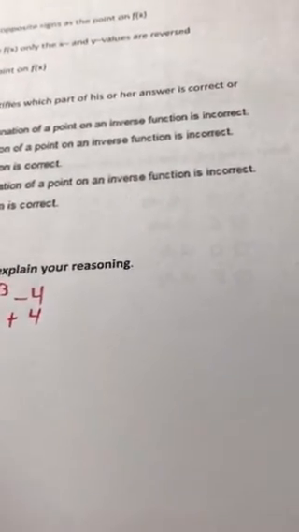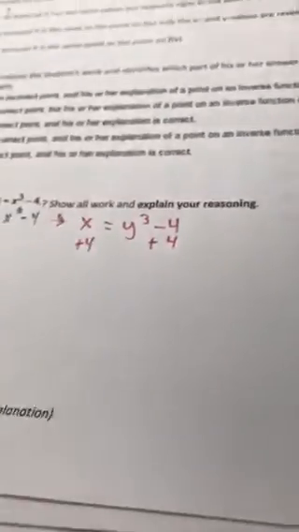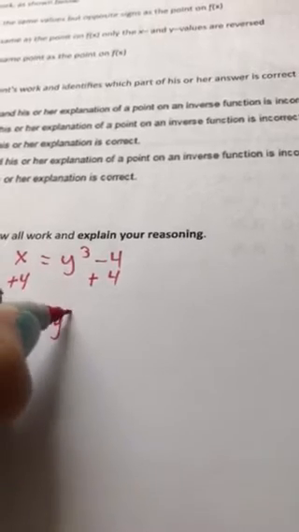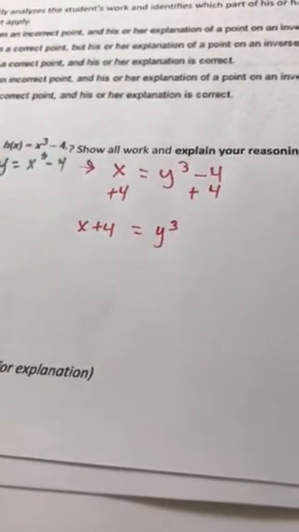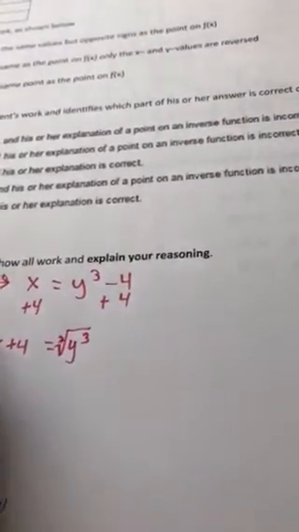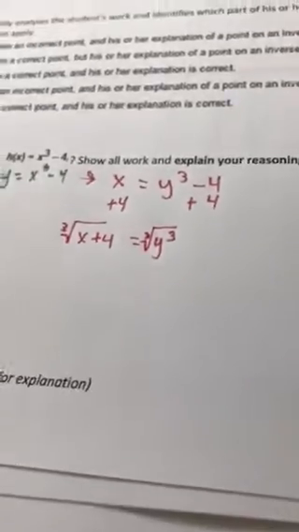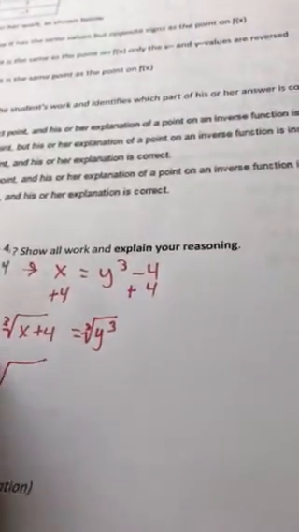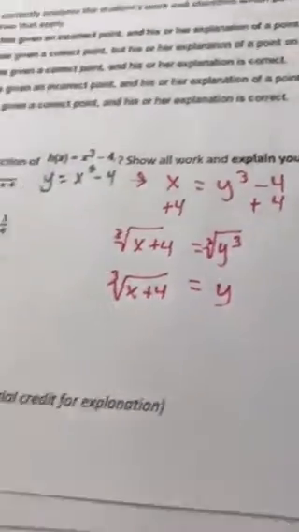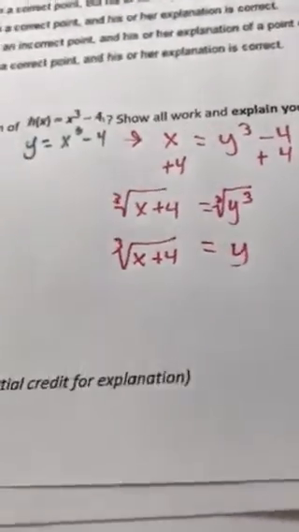So I want to get y by itself. I'm going to add 4 to both sides, which will give me x plus 4 equals y to the third power. And I want to get y by itself, and right now it's cubed. So what I'm going to do is take the cube root of both sides, which is going to essentially give me the cube root of x plus 4 equals y. And that should be our answer, because y is by itself now.